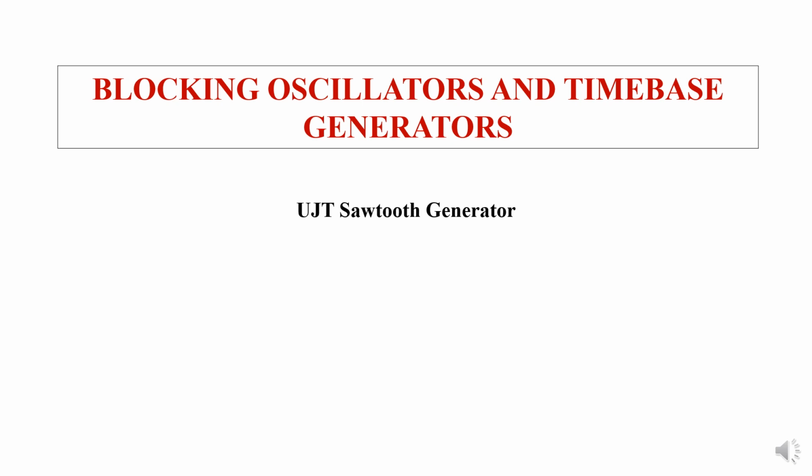In this video, we'll be discussing what a UJT sawtooth generator is. Before we go into the discussion of the sawtooth generator, we'll briefly cover what a UJT is. As the name implies, a UJT has only one junction, but as you can see, it has three terminals like a silicon diode.